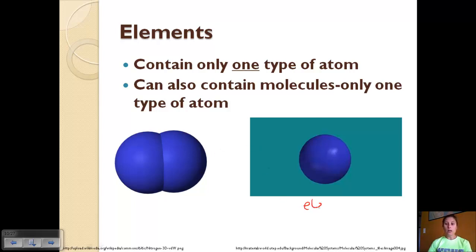So this is what we would call an element, and I would actually also call it an atom because it's just 1 single atom. Okay, this picture showing 2 atoms put together is also technically still an element because it still only contains 1 type of atom. They just happen to be bonded together. But because now we have more than 1 atom, we're also going to call this a molecule. So both of these are elements, but only this one is a molecule.